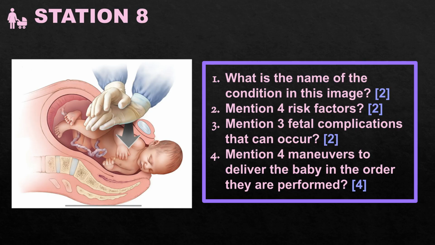What is the name of the condition in this image? Mention 4 risk factors. Mention 3 fetal complications that can occur. Mention 4 maneuvers to deliver the baby in the order they are performed. Pause the video and attempt the answers.